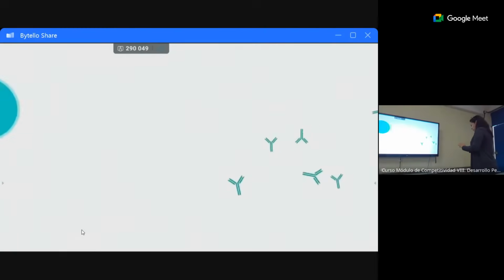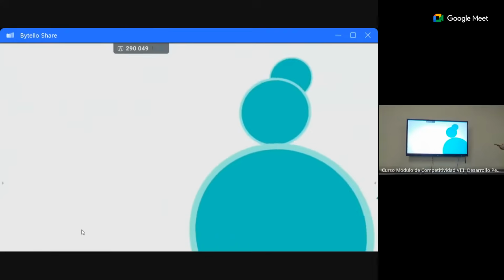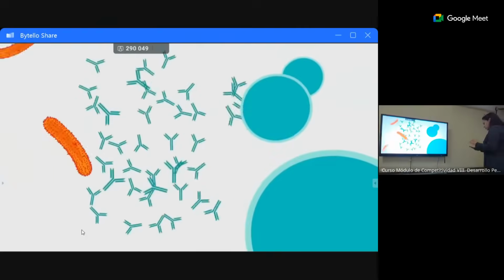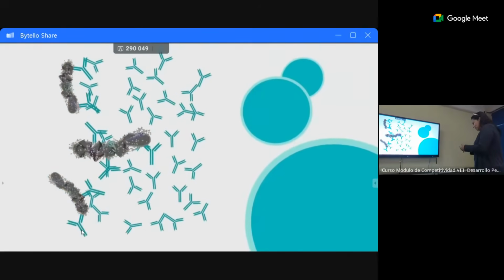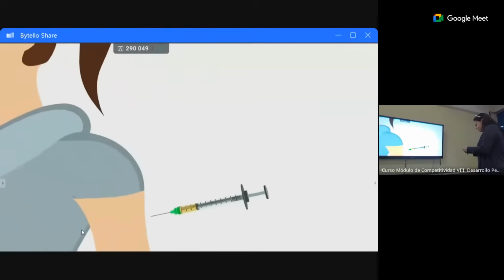Antibodies remain in the blood, and some white blood cells may also become memory cells. If those specific bacteria invade the body again, the immune system will respond so quickly that you won't get ill. Vaccines work in the same way.